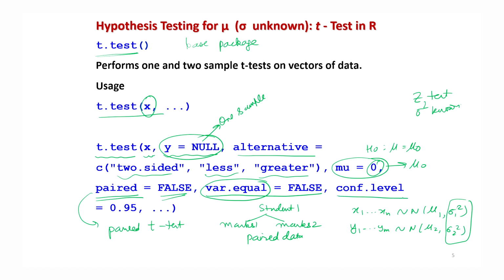Then the confidence level is here 0.95. You have to be careful: when you give the confidence level, essentially we have to give the value of 1 minus alpha. Alpha is the level of significance and 1 minus alpha is the confidence level.